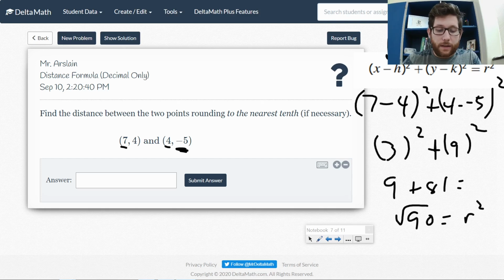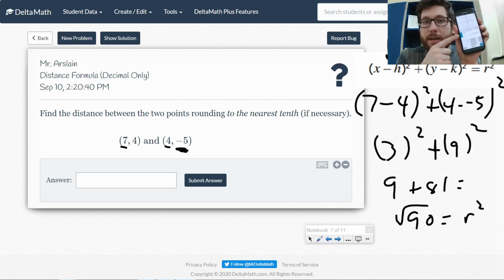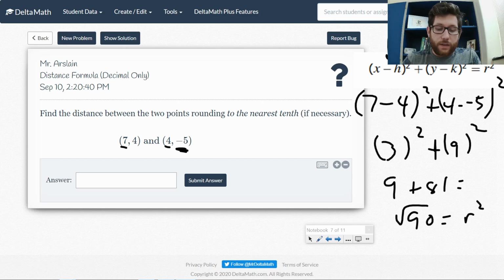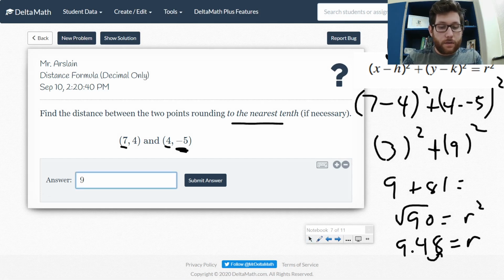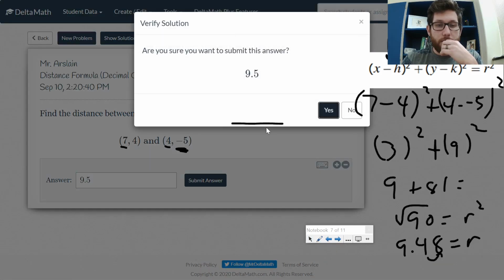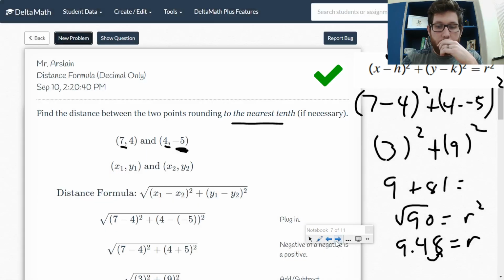So let's go ahead and pull up our calculator. Remember, you can always go to Desmos. That's kind of our calculator. You can even get it on your phone. You can get the Desmos app if you want. So take the square root of 90, and we get 9.48, and then a bunch of other stuff. Notice it says round to the nearest tenth. I want the tenths, so I'm going to look back at my hundredths place. That means I'm going to round that up. I'm going to end up at 9.5. All right, and let's check our answer. All right, and that's right.